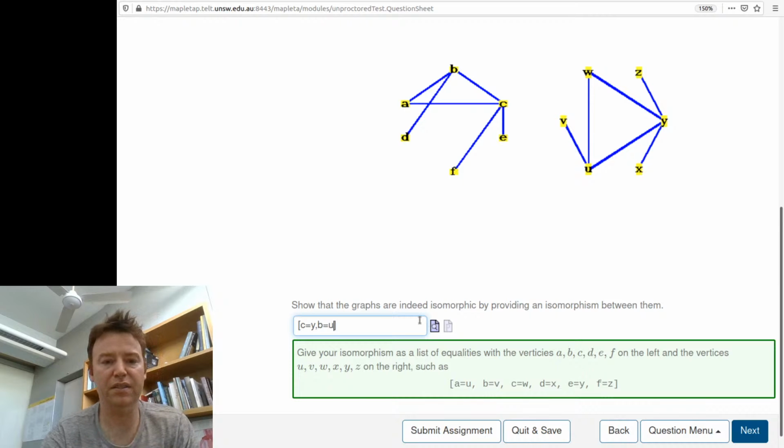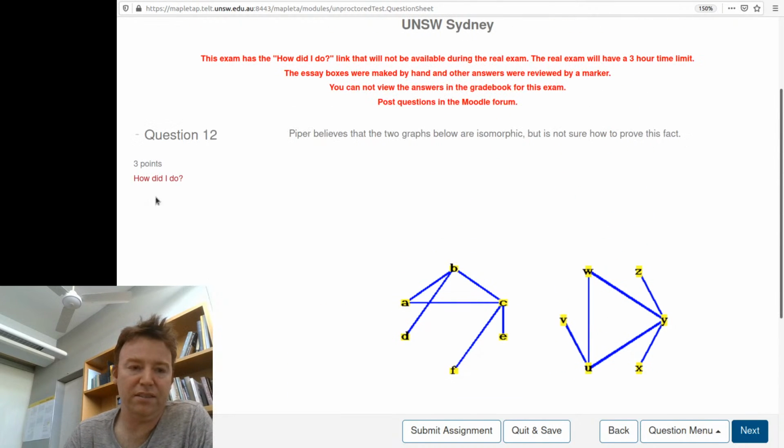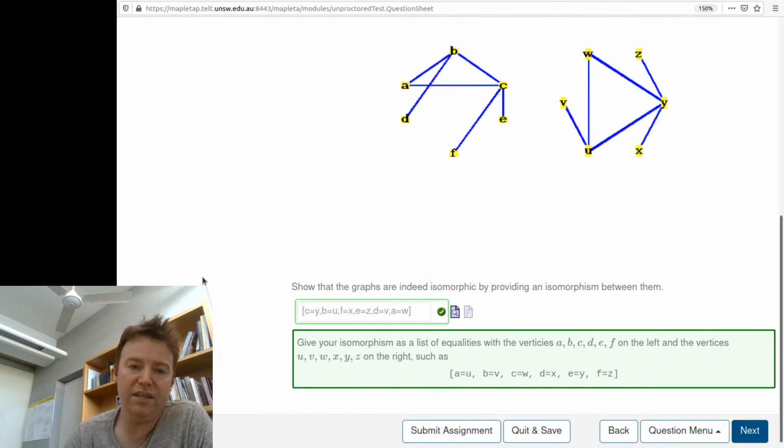Yeah. F can be X. E can be Z. And then there's just the neighbor of B, which is D. That's the vertex of degree 3, and that can be V. And there's a vertex of degree 2 in here, that's A, and that has to be equal to W, the other vertex of degree 2. So I think that one's it. Yay!